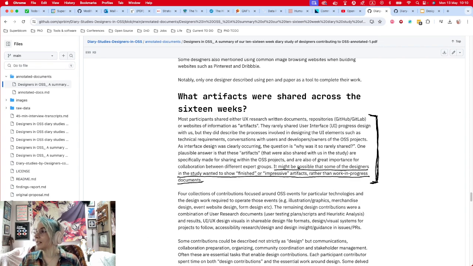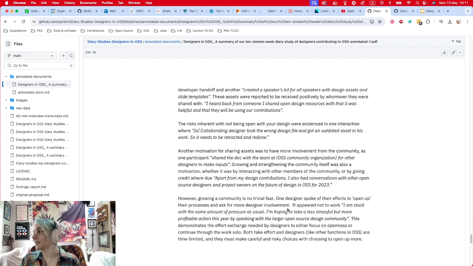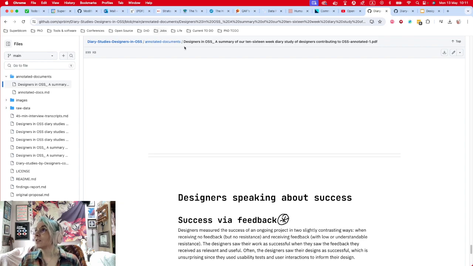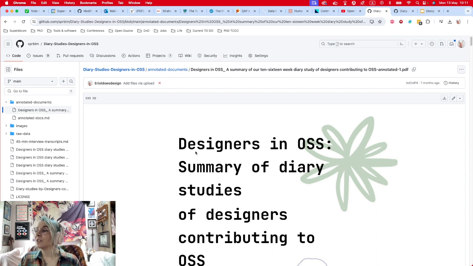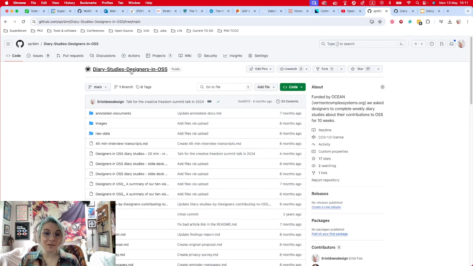This is, yes, as you can see, a version that has been annotated by somebody, and it has a certain amount of their own written notes in this document. So one way that people can contribute to the Designers in Open Source Software Diary Studies is to read the report and make annotations on the document and upload their own versions of the annotated documents into the folder here, annotated documents.